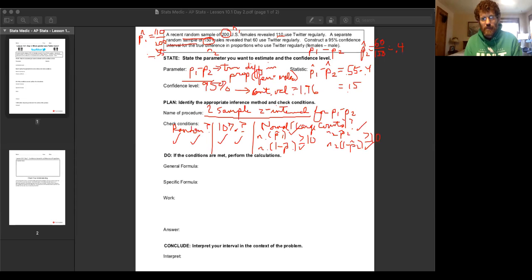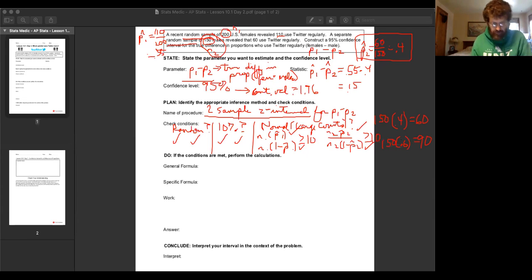Maybe I should just do one of these though, to make sure it's really clear. For N2 and p2, I need to take the probability right here. It's going to be 0.4, and then N2 is right here. So it's going to be 150 times 0.4, which gives me 60. And if I do 150 times 0.6, which is 1 minus that, I'm going to get 90. So I did run through it a little bit. We met all conditions. We're ready to move forward.